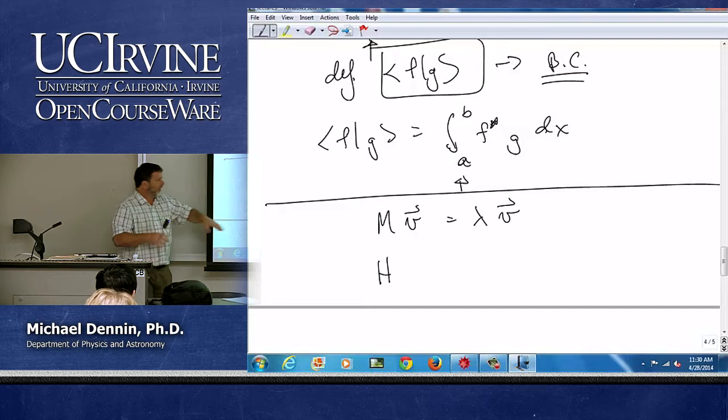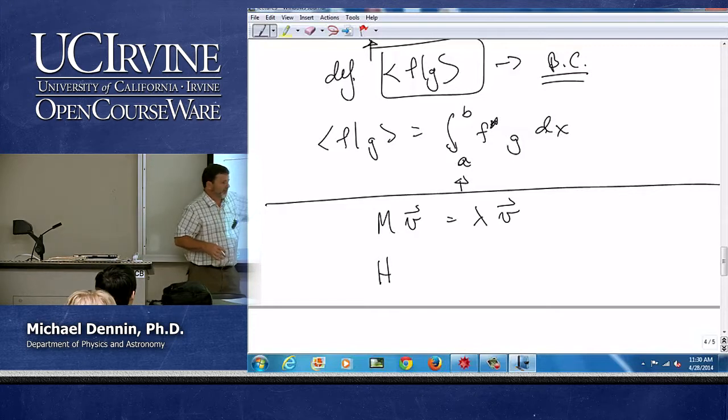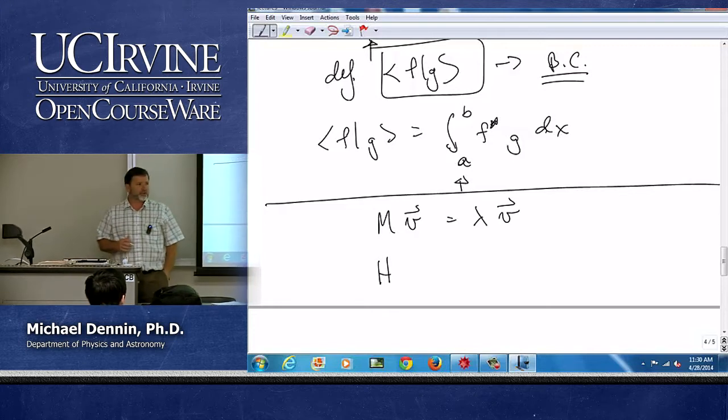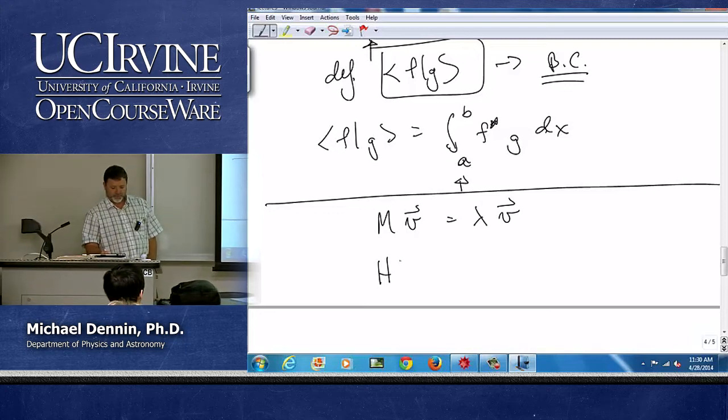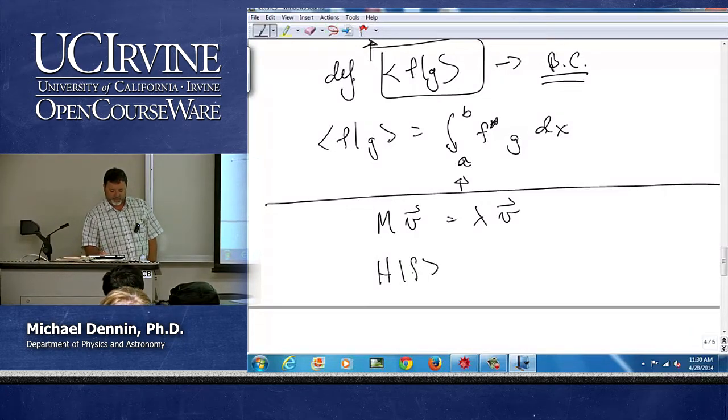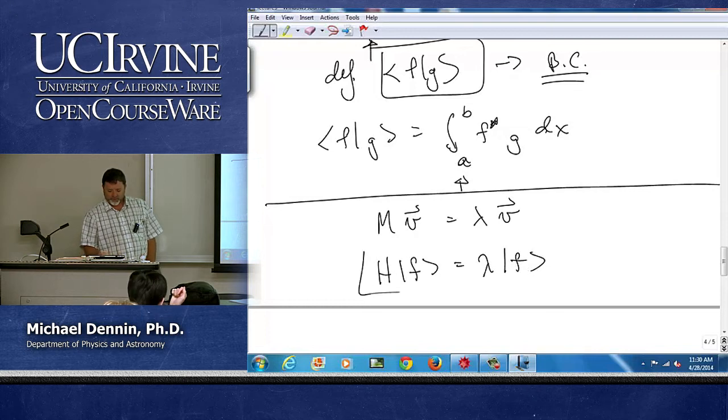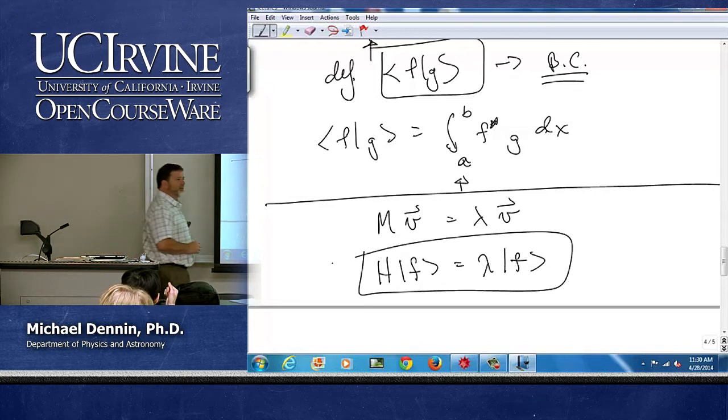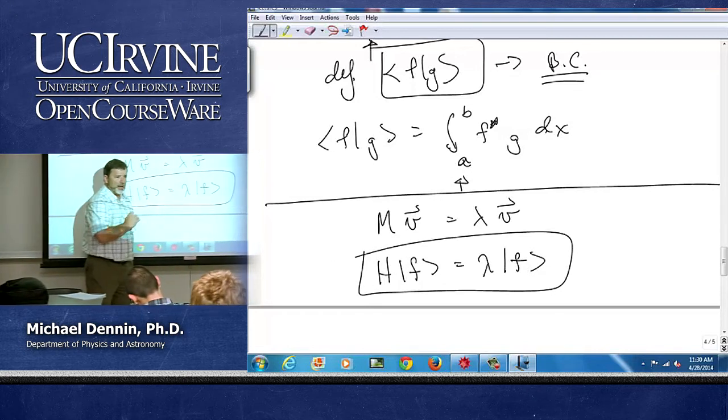I don't want to go that way. I just want to take this simple statement and just put it here. I'm being very trivial. And since we're switching to functions, I'll write H f equals lambda f. So that is how I'm going to write my eigenvector equation in an abstract way.